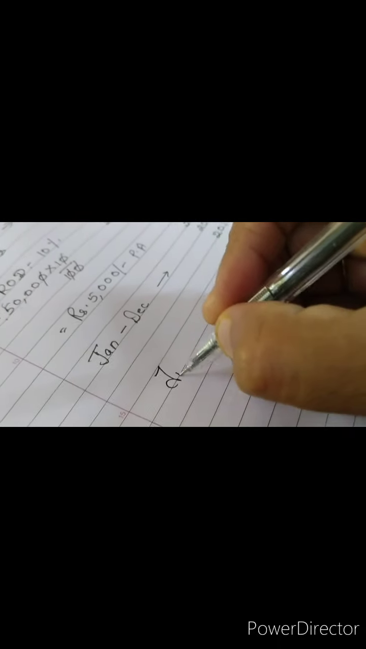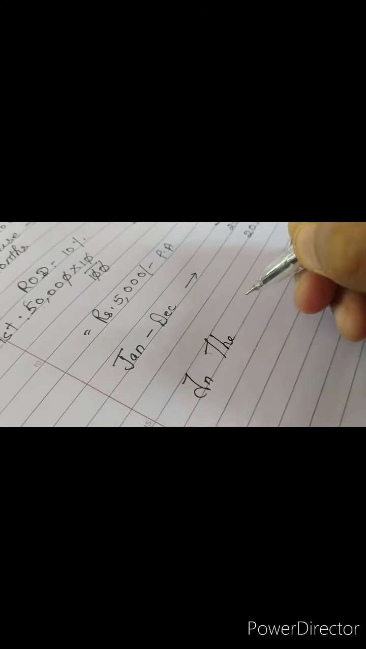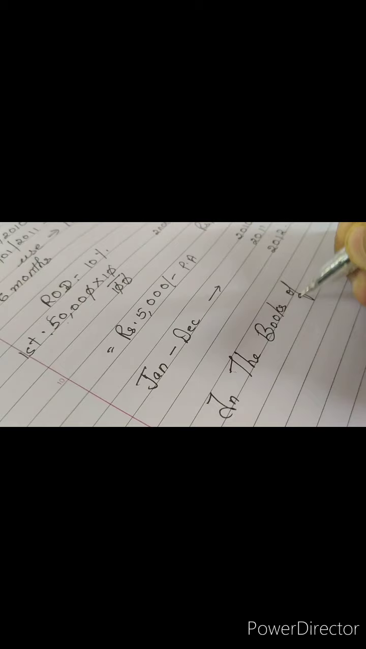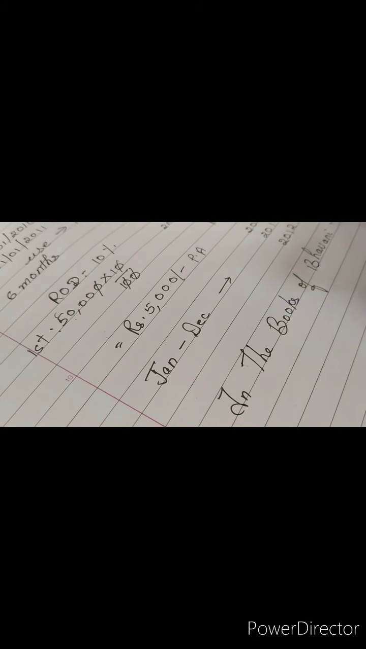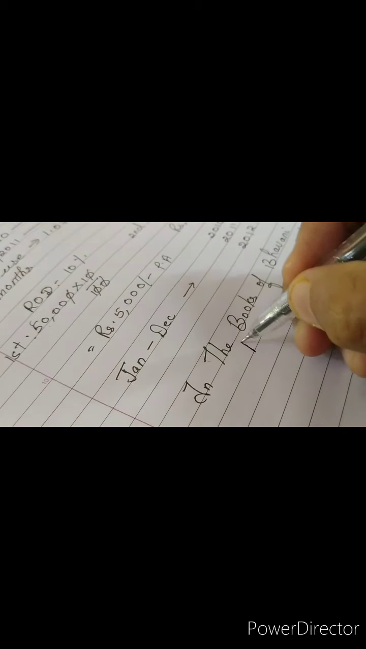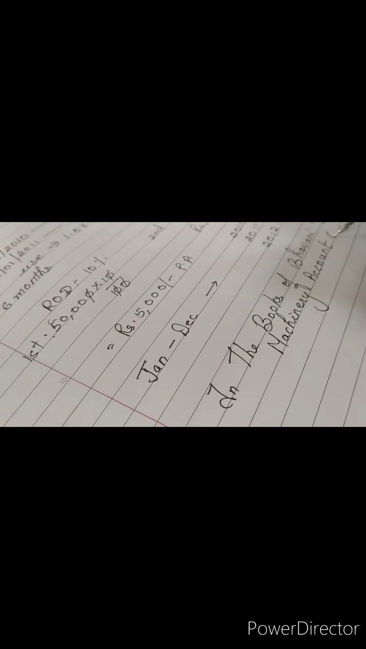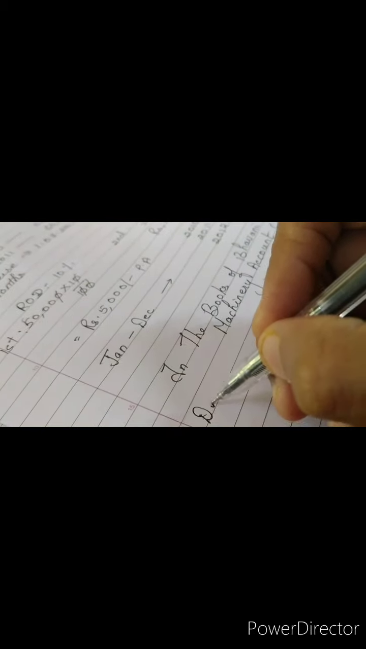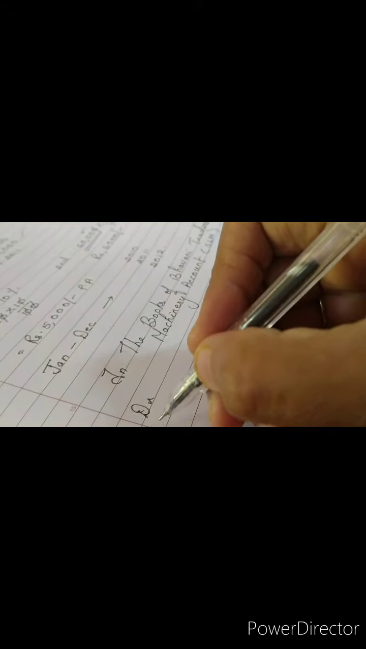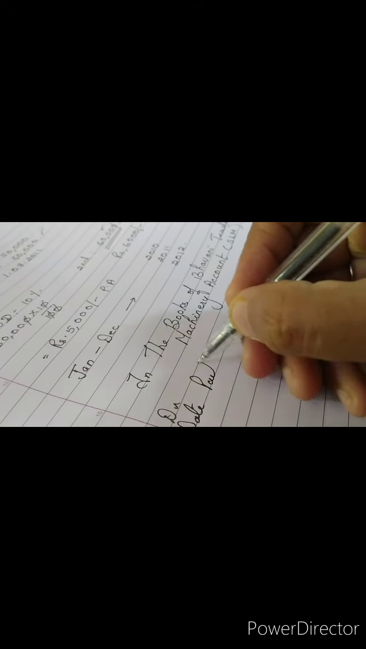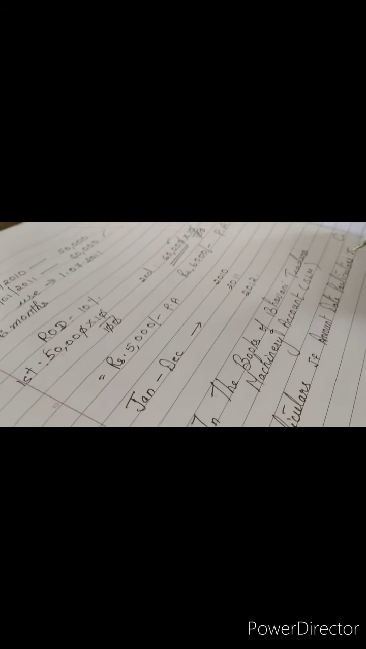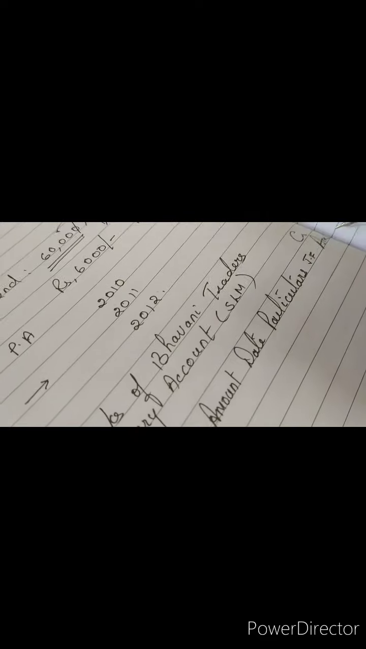In the books of Bhavani Traders. Which asset is this? This is machinery. We are preparing the machinery account. Under which method? Straight line method. You will write debit and credit and then you will start the format: date, particulars, journal folio, amount, date, particulars, journal folio and amount in rupees.